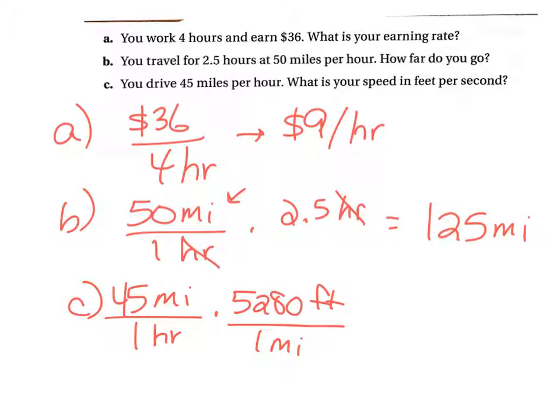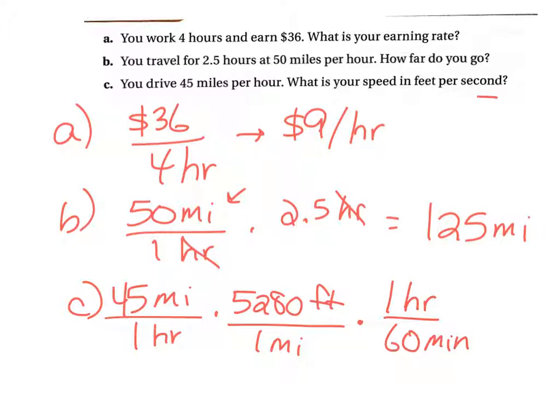If you didn't know that, hopefully you know it now. And the reason I did that is when you look at it now, the miles are going to be able to cancel each other in just a minute. I'm trying to get everything to cancel except for feet and seconds. So I'm happy with my feet. Now I've got to change the hours to seconds. So before I change hours to seconds, I'm going to change hours to minutes. So in 1 hour, there's 60 minutes.